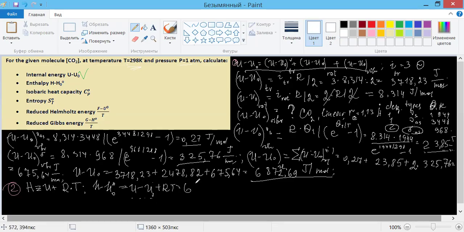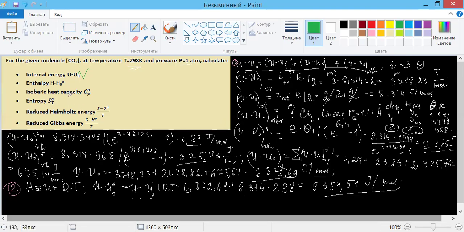We've just calculated this one. It's 6,872.69 plus 8.314 times temperature 298. So, and our assistants, which I call our calculators, should show us the answer, 9,351.51 joules per mole. Okay, this is the answer for the second point. So we are through with the second one.